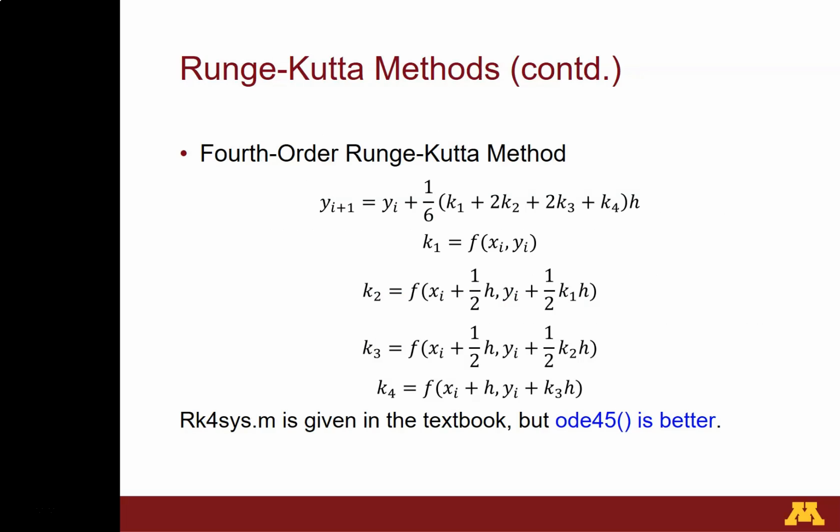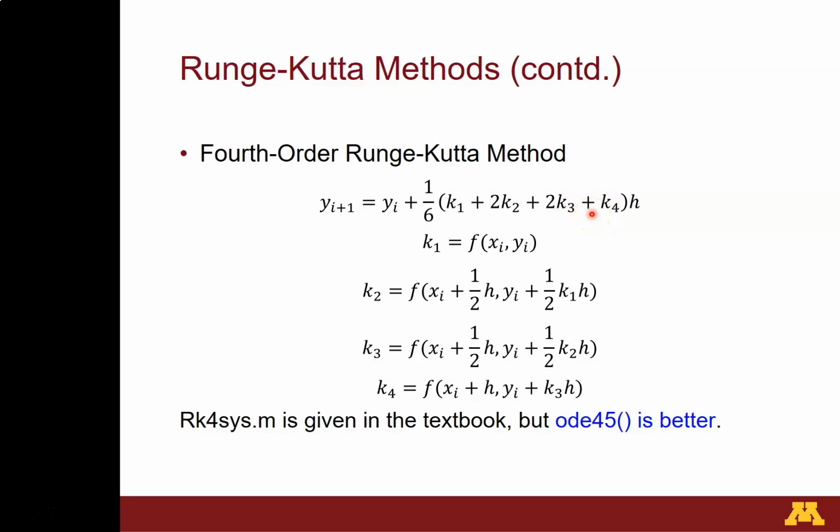Now let's look at the fourth order Runge-Kutta methods. This method has very high order accuracy. It has fourth order. So here we summarize the iteration: y i plus 1 equals y i plus the slope times step size. The slope is actually a combination of K1, K2, K3, K4.